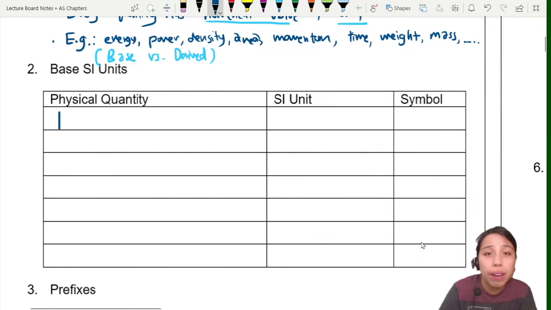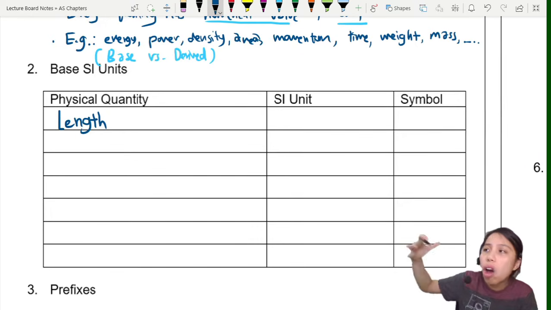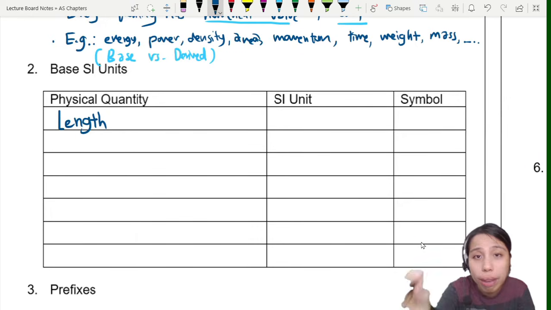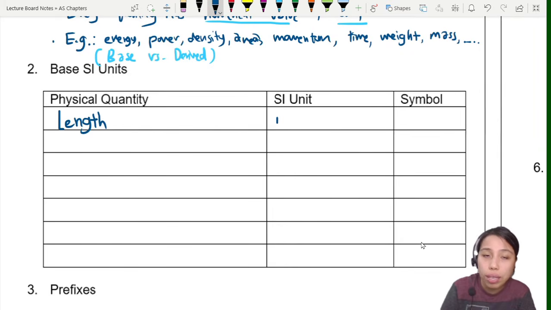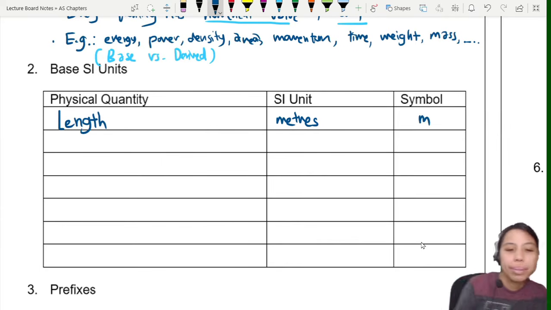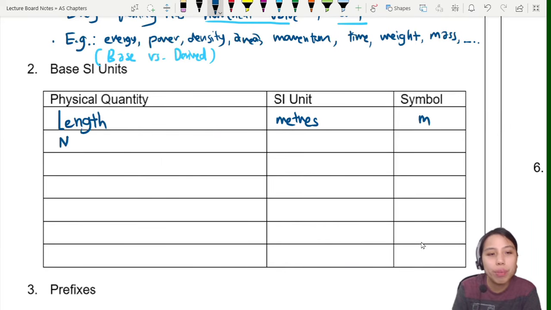The first one, very common, is the quantity of length. How long is something? You take a ruler and you measure it. So the SI unit is meters. The symbol we use for meters is m. Other quantities, mass, we mentioned. This one is also a base quantity. Remember, this is base. Everybody agreed that we'll keep this as our base. The SI unit is going to be kilogram, and we use the symbol kg.